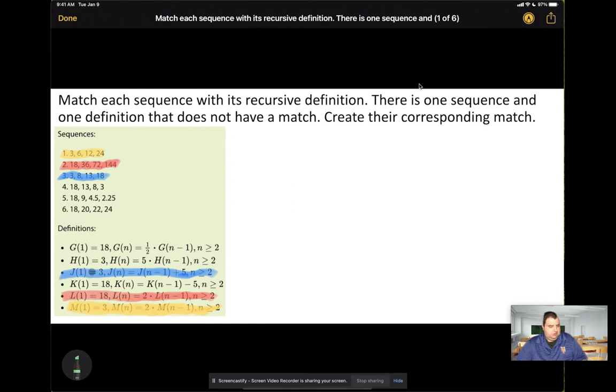So let's see which ones do that. G is not going to work because that starts at 18, but we're multiplying by a half each time. K, we're starting at 18 and K of n is K of n minus 1 minus 5. So number 4 is going to go with K.